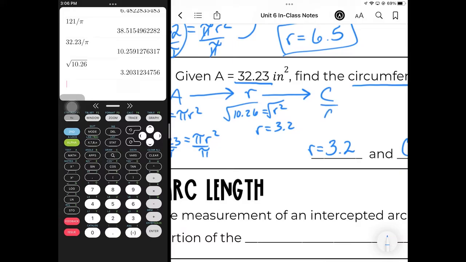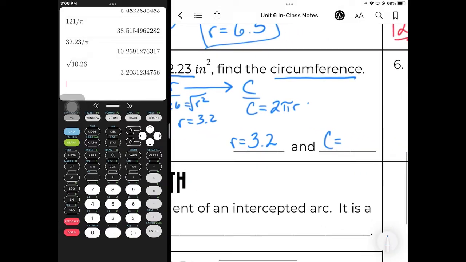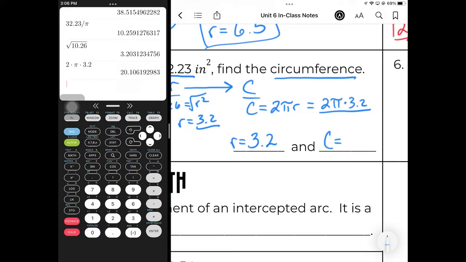I want to use that radius of the circle now to find my circumference. The formula for circumference of a circle that uses radius is C equals 2 pi r. So I'm going to plug in 3.2 for r here. 2 pi times 3.2. And I can do that calculation kind of all together in the calculator. 2 times pi times 3.2. And I get a circumference of 20.1.